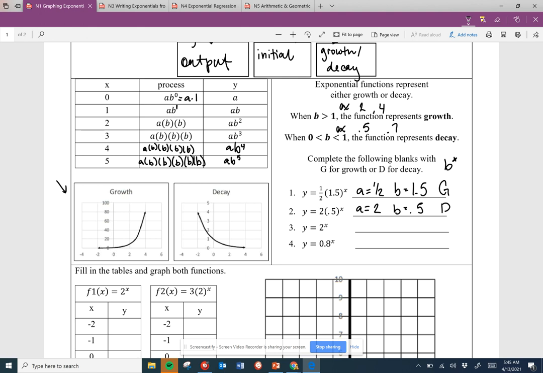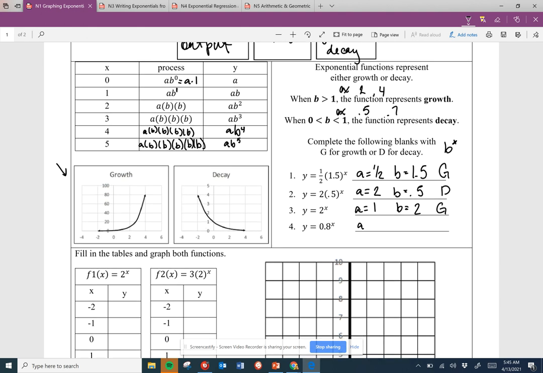Here you can see these look a little different. They don't have the parentheses, and that's because the a value is 1. Anytime you don't have parentheses, that means you have an a value of 1. Now our b value is 2, so this is going to be growth. Here you can see a is 1, our b is 0.8, so this is going to be decay.